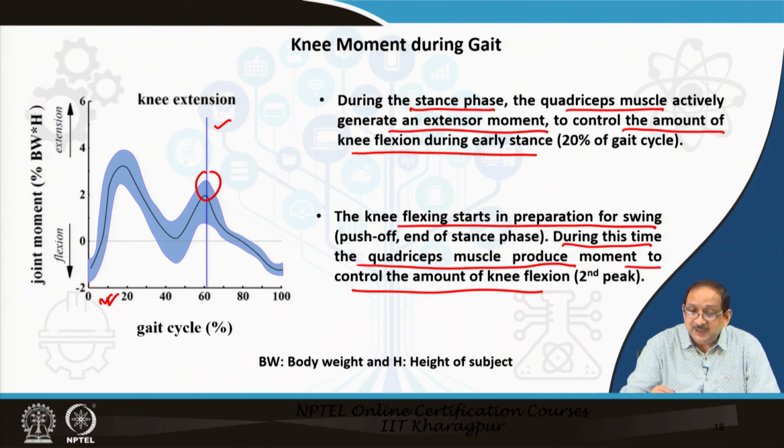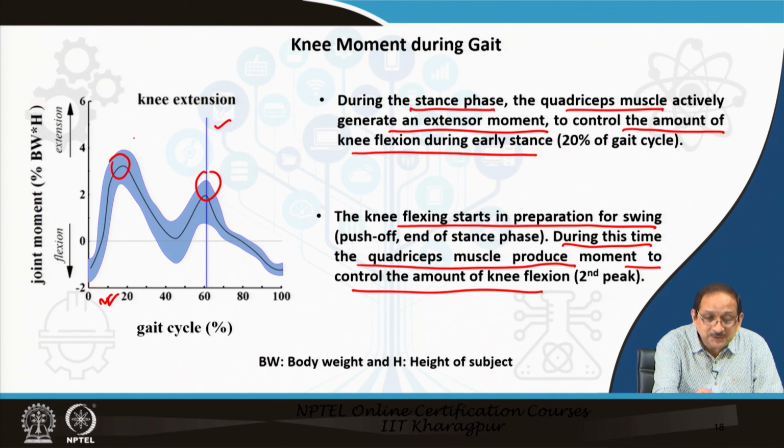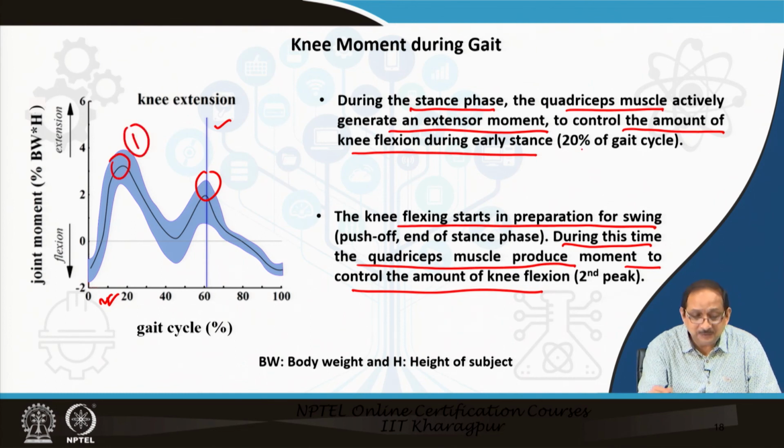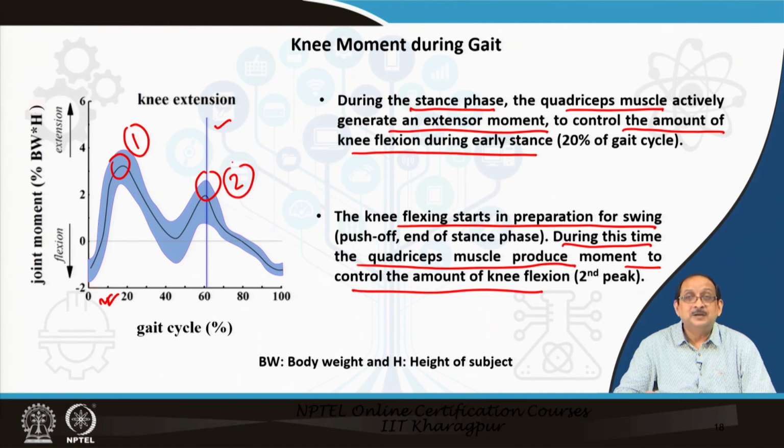So, the first peak occurs at around 15 to 20% of the gait cycle, and the second peak is occurring about 55 to 60% of the gait cycle.